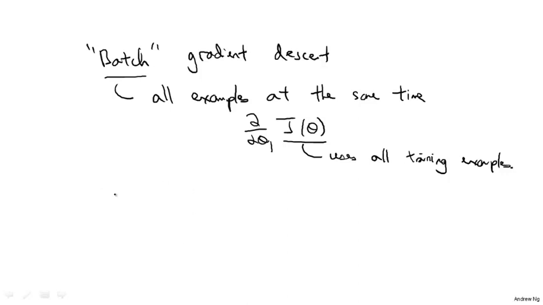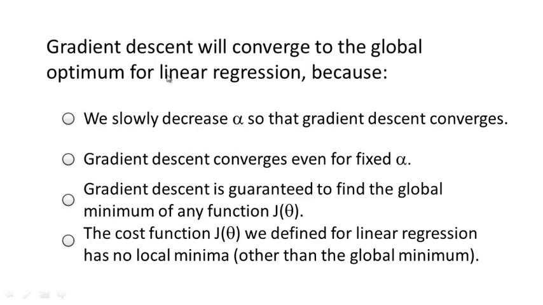And hopefully, having watched this far, you now know how to implement batch gradient descent, and you'll be able to get this to work on linear regression yourself. To wrap up this video, I want to close with a quick question for you. Earlier I said that gradient descent will converge to the global optimum for linear regression. And so why is that? Is it because we slowly decrease alpha? Or is it because it converges even for fixed alpha? Or is it because it's always guaranteed to find a global minimum? Or is it because J of theta has no local minimum?